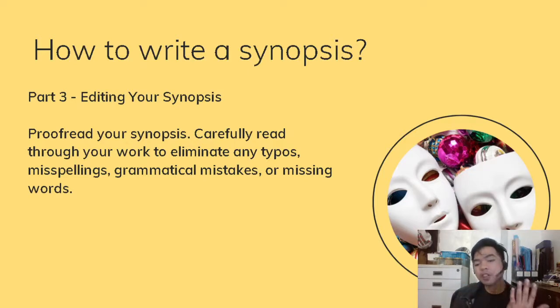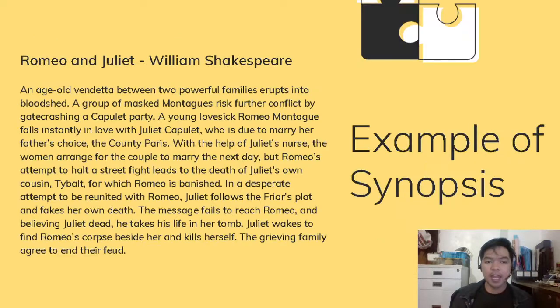Okay, you need to make sure everything is already perfect in terms of typos, misspellings, grammatical mistakes, or missing words. So proofread once, twice, thrice, four times, five times, whatever, as long as you make sure that everything is already perfect. Okay? And right now, we're already on the part wherein I show you some examples of the synopsis.